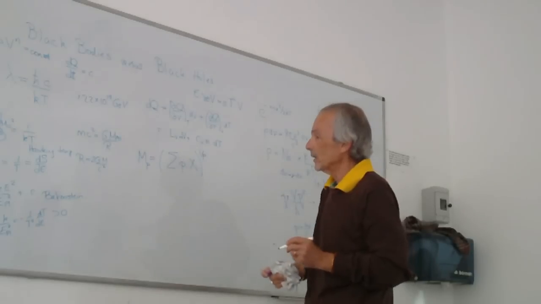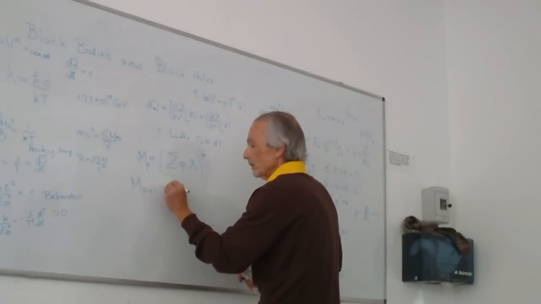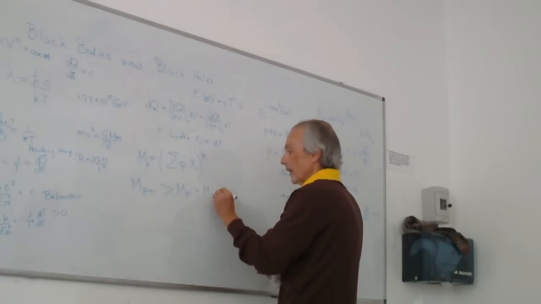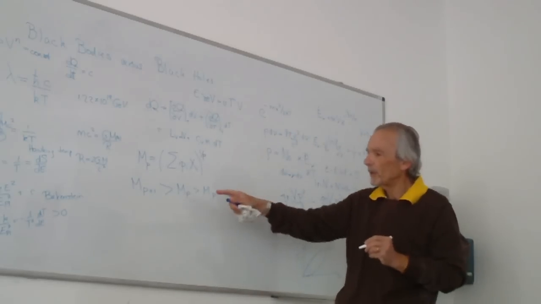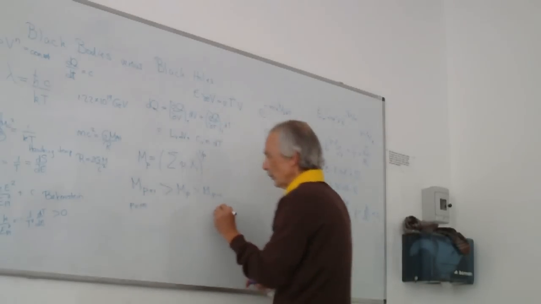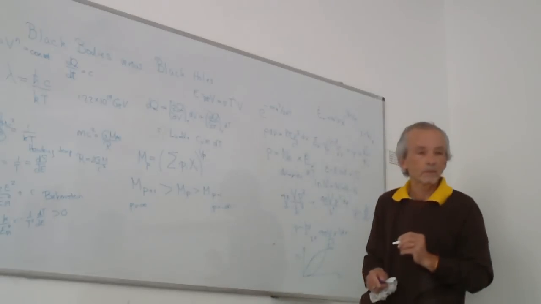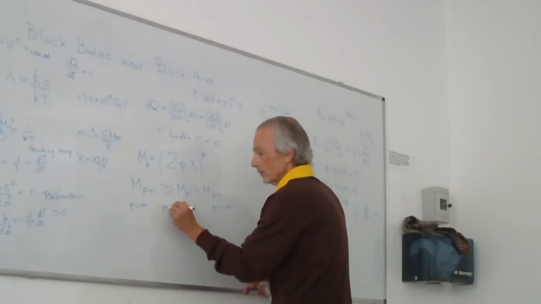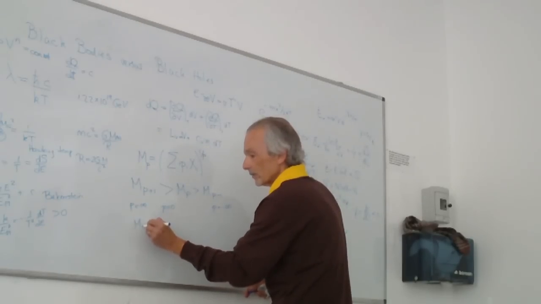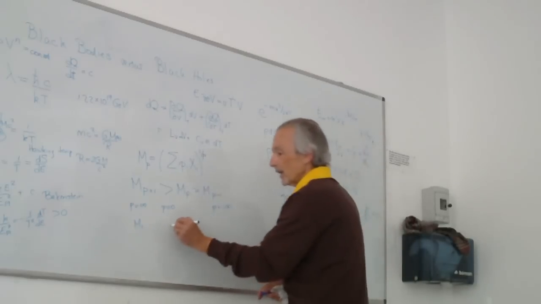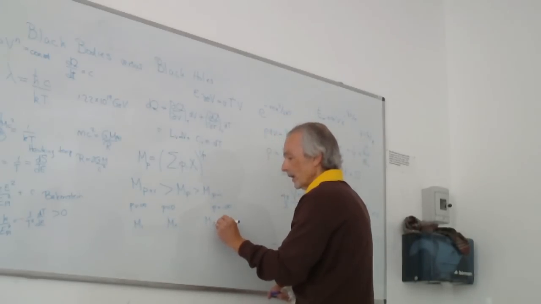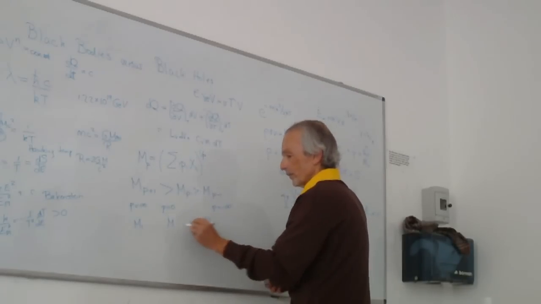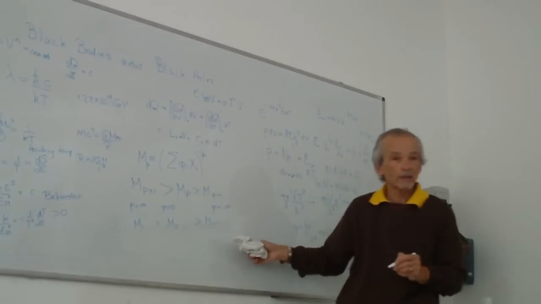So I know that M of P plus 1 is greater than M of P, which is greater than M of P minus 1. Okay? And this goes from P equals plus infinity to P equals minus infinity. As an example, I can choose P equals 0. If P is equal to 0, this becomes the weighted arithmetic mean, this becomes the geometric mean, and this becomes the harmonic mean. It goes in that sense, okay?